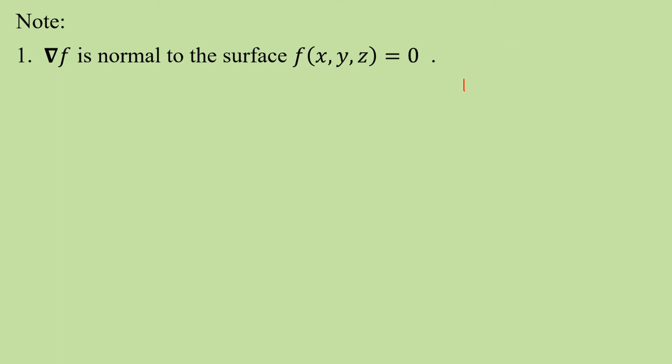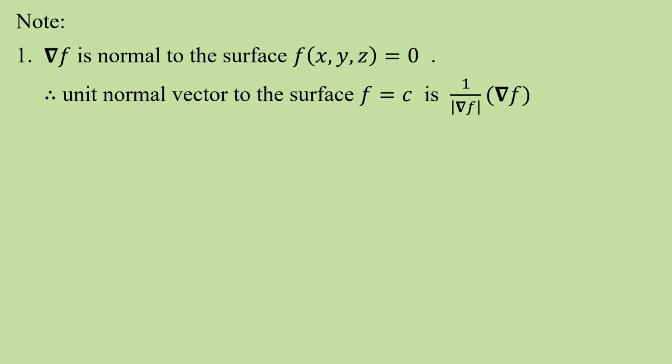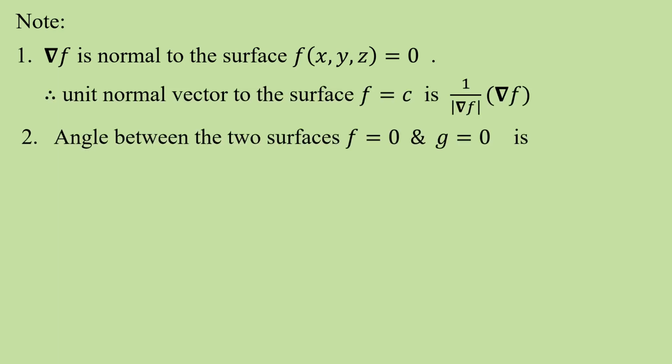Correct? Suppose two surfaces are given. Now how to find the angle between two surfaces? As all of you know, the angle between two curves is nothing but the angle between their tangents. In a similar way, the angle between two surfaces is nothing but the angle between their normals. So we have to find the normal vector to the two given surfaces. Now all of you know that the normal to the surface f = 0 is del f, and the normal to the surface g = 0 is del g.